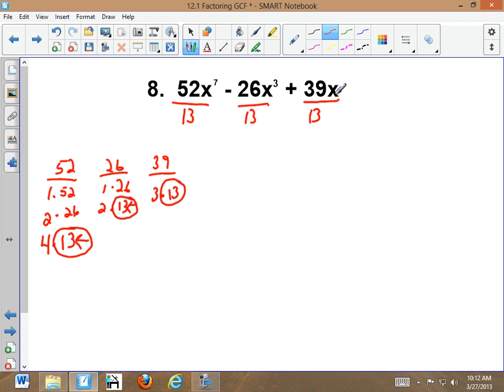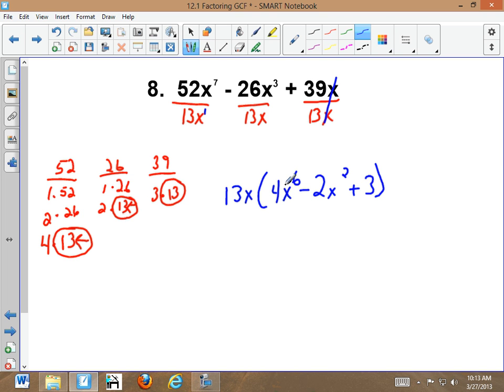Now, do they all have x's in common? Yes. 1x, 3x, 7x. They all have at least 1x. So I can actually divide 13x out of all of them. Okay? So now I put 13x and then my parentheses. 52 divided by 13 is 4. When you divide like bases, you subtract the exponents. 7 minus 1 is 6, x to the 6th, minus 2x squared plus 3. I don't have an x on the 3 because these x's will cancel.